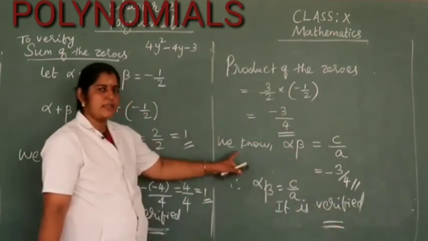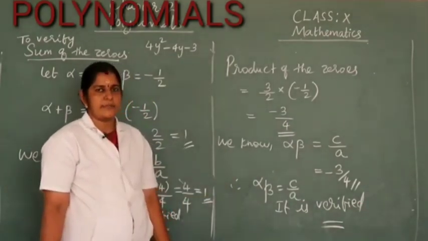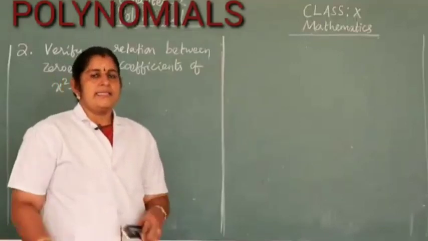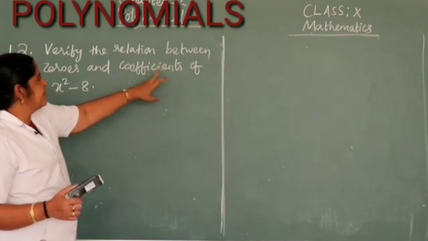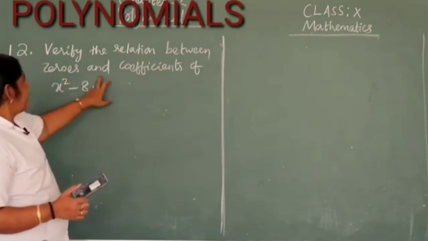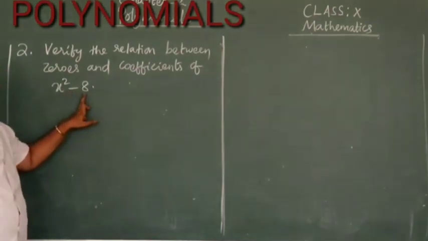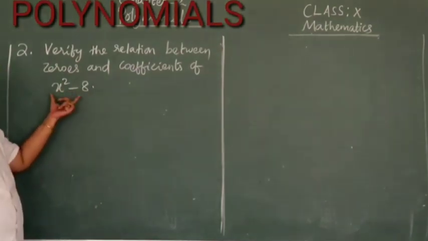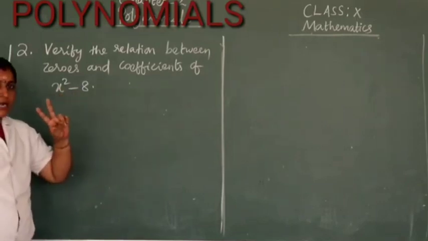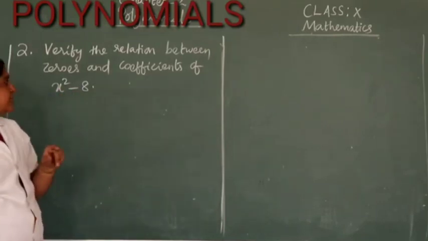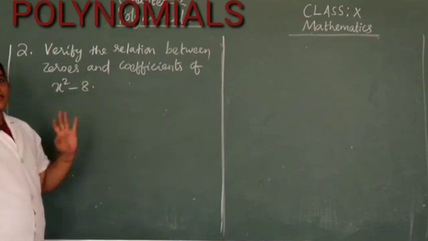So all of you understood this example. So practice well and clear the concept. Yes, now see the second example here. Verify the relationship between zeros and coefficients of the quadratic polynomial x square minus 8. So this is a quadratic polynomial and we need to find the two zeros. A quadratic polynomial always has two zeros. So first we need to find the zeros, then we can verify the relation.